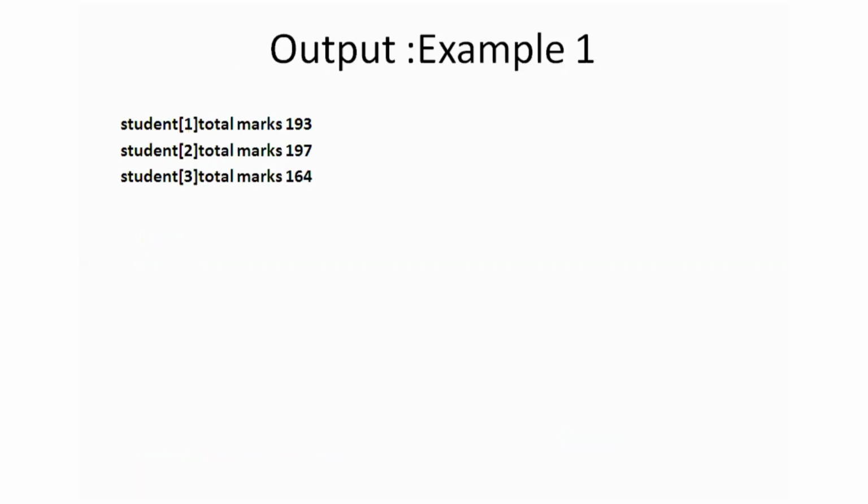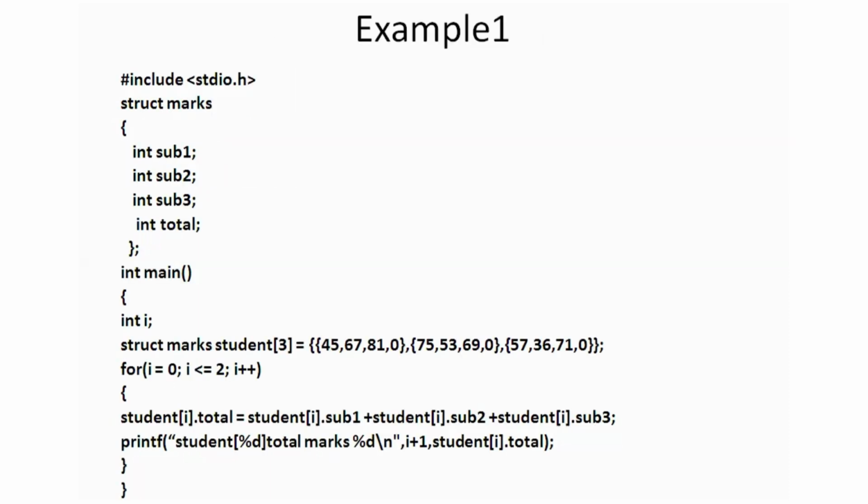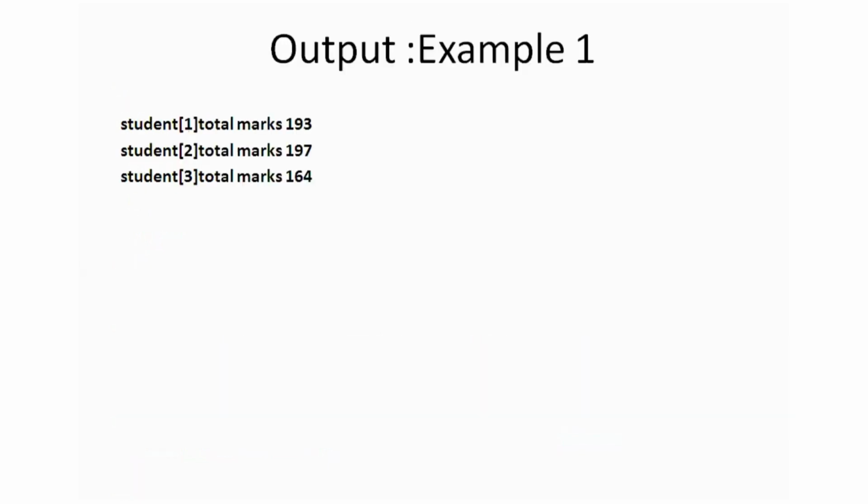The output is given here. I have displayed only the marks obtained by each and every student. The first student's total is, if you sum up 45 plus 67 plus 81, 193. The same way for the second student and third student. So this is the simple example.